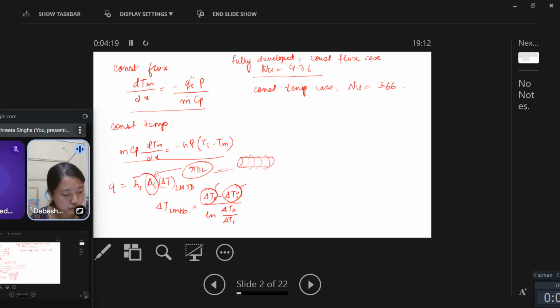Then we also have some more general correlations which can be used for constant surface temperature. This is not used much, but still you can write this for entry region, okay? Not fully developed case, but for entry region. Is the constant temperature.